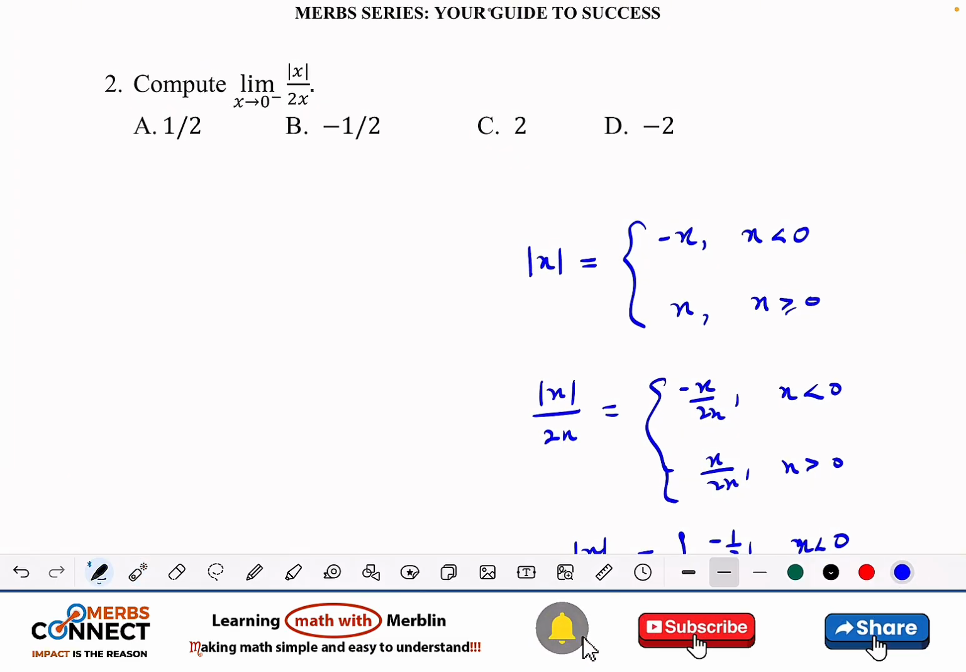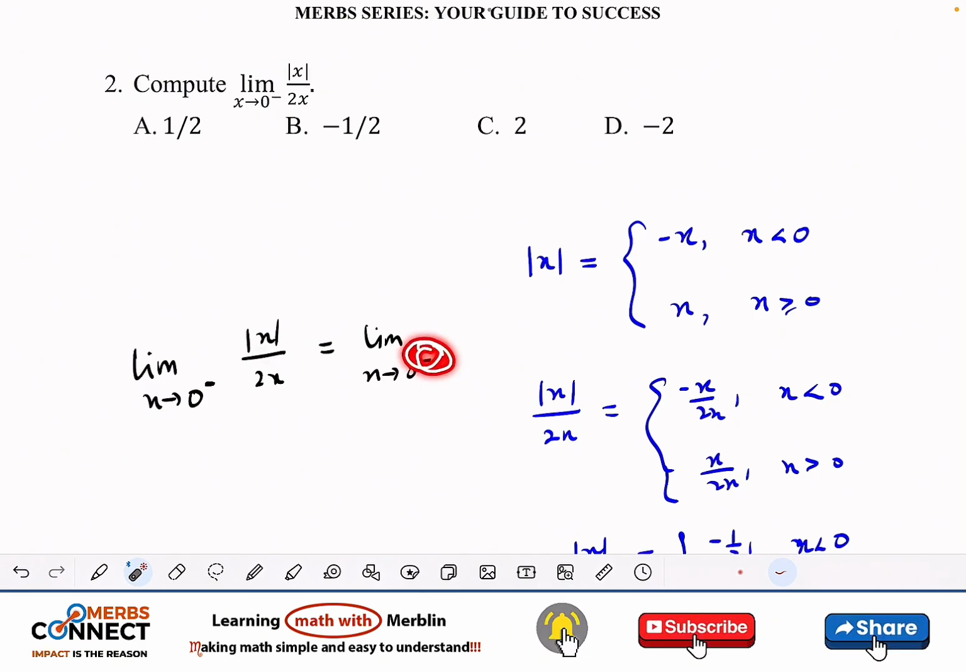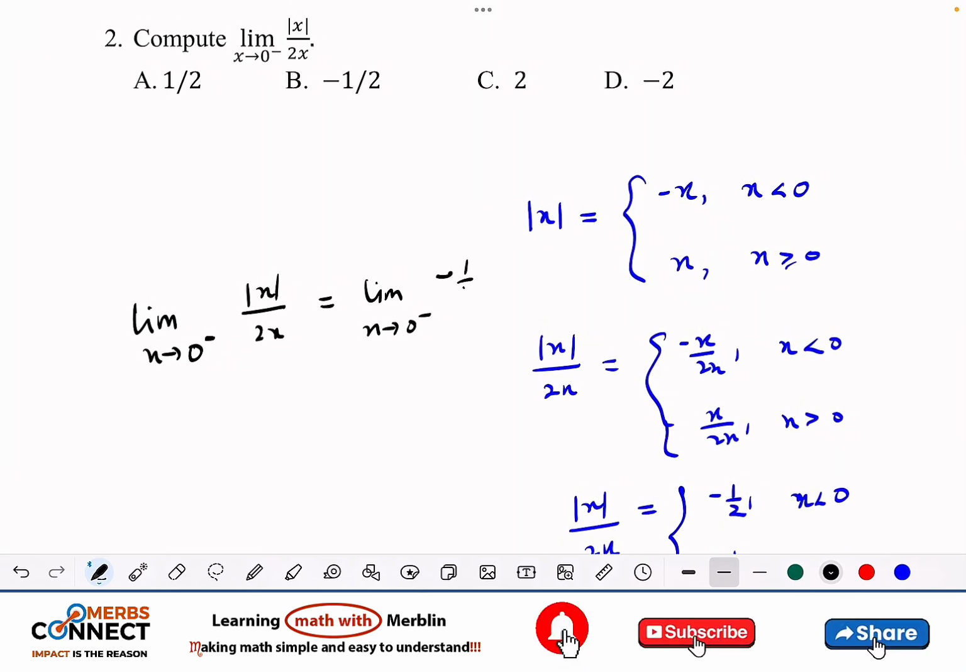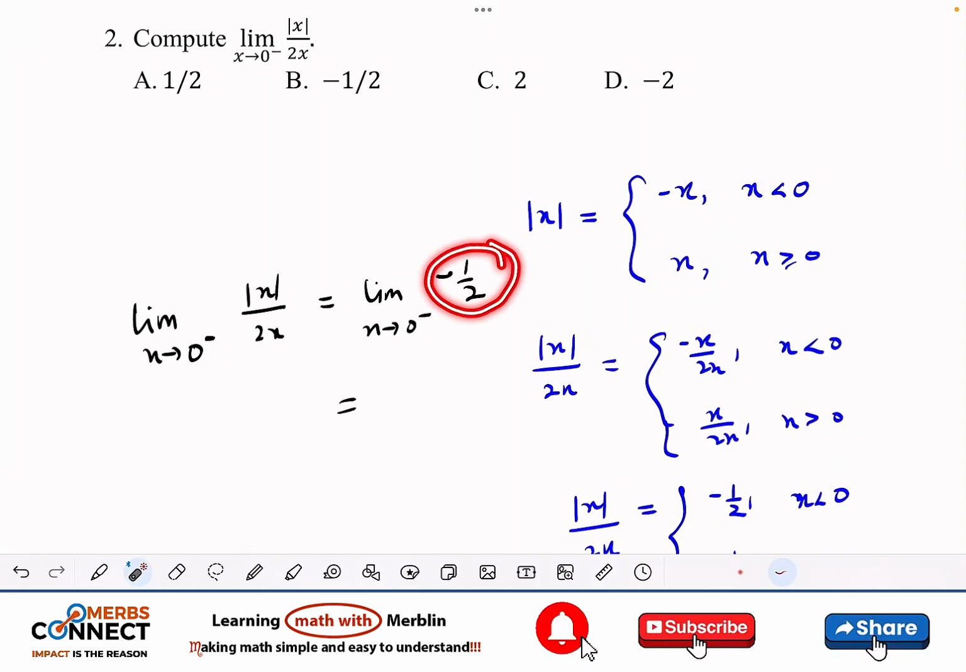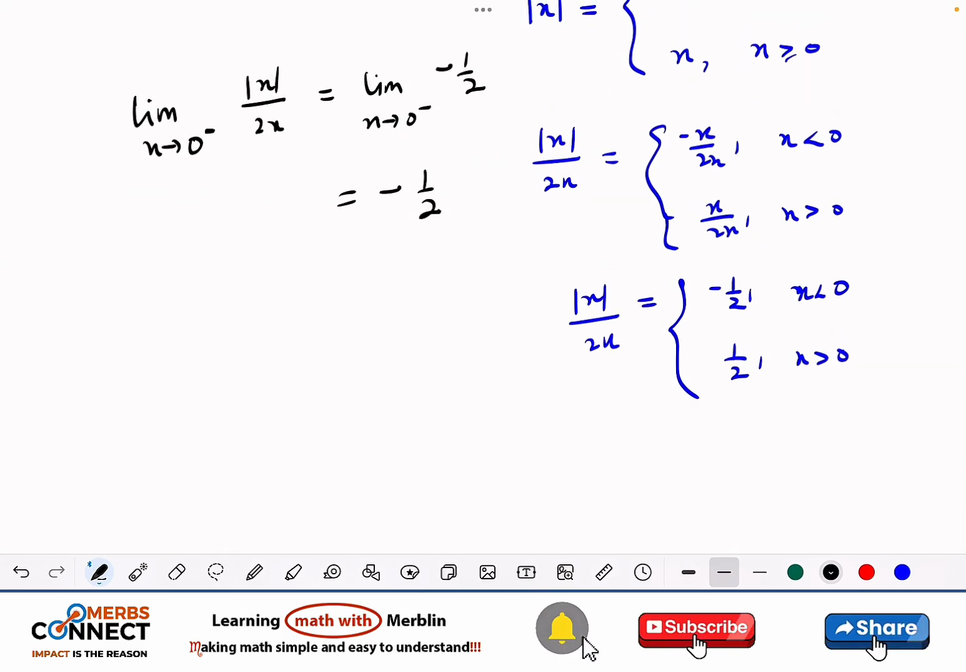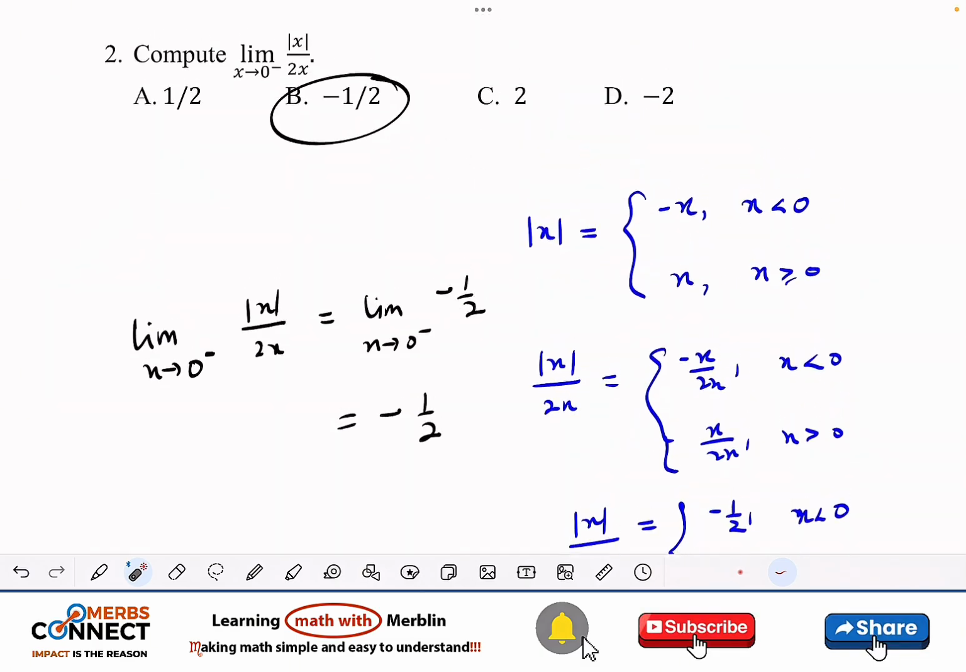So what's the question? The question is asking us to find the limit as x is approaching 0 from the negative side of the absolute value of this divided by 2x. So what is the function when x is approaching 0 from the negative side? Negative side means that all the values of x are less than 0. So indeed it's this one, and the function is minus half. We know that the limit of a constant is the constant, so this is going to give us minus half. To do this, we needed to build this function first.